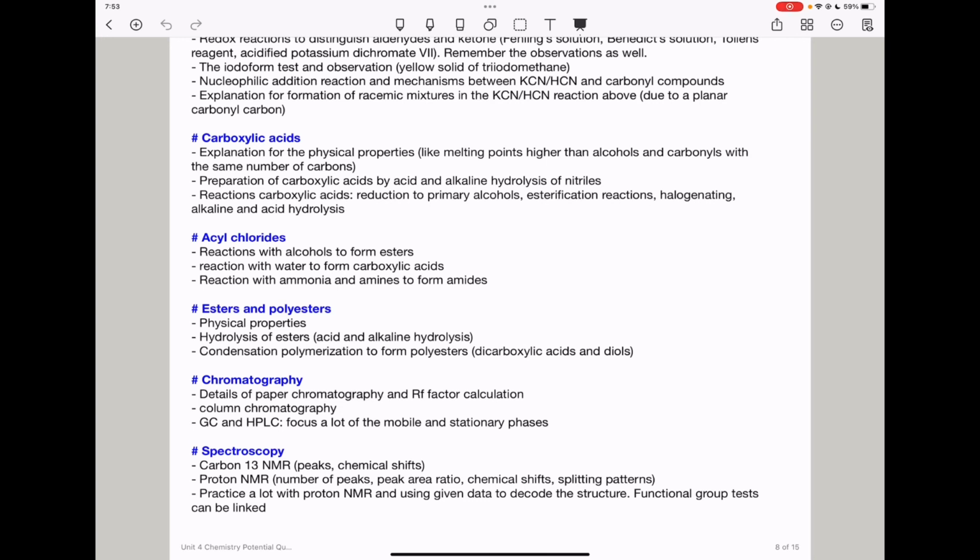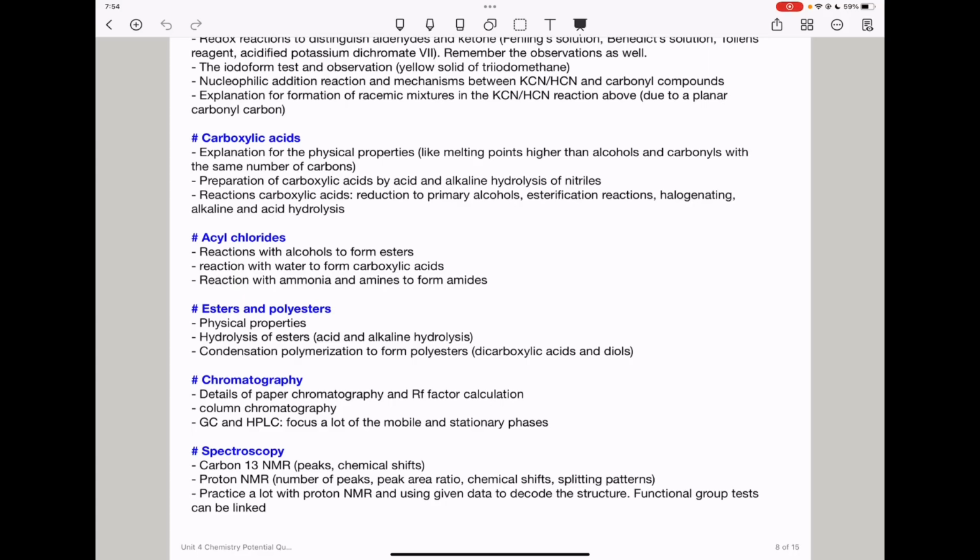They could also ask about spectroscopy. Here, they could ask about carbon-13 NMR or the proton NMR. In the carbon-13 NMR, focus on the peaks as well as the chemical shifts, so please practice using chemical shift tables. With the proton NMR, you need to focus on the number of peaks obtained because those will show you how many proton environments are present.